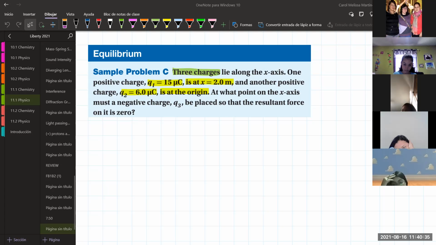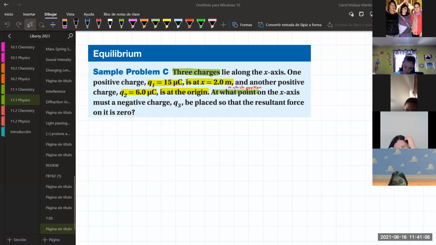So, I need to find at what point. When it says at what point, it refers to in which position, okay? In which position on the x-axis I should place the charge Q3 so the resultant force on it is 0. So for that, let me show you two more things, okay?